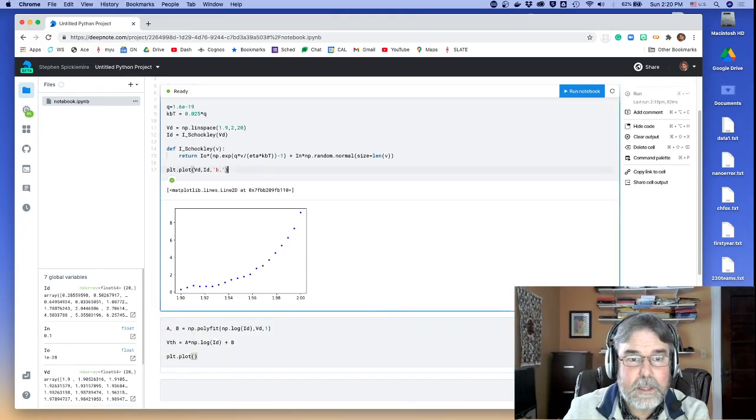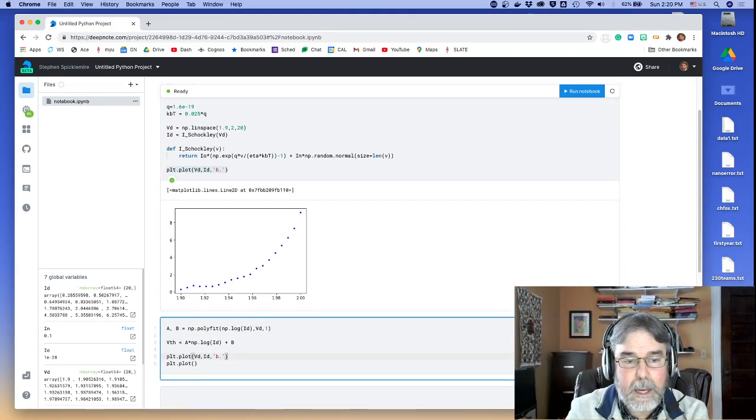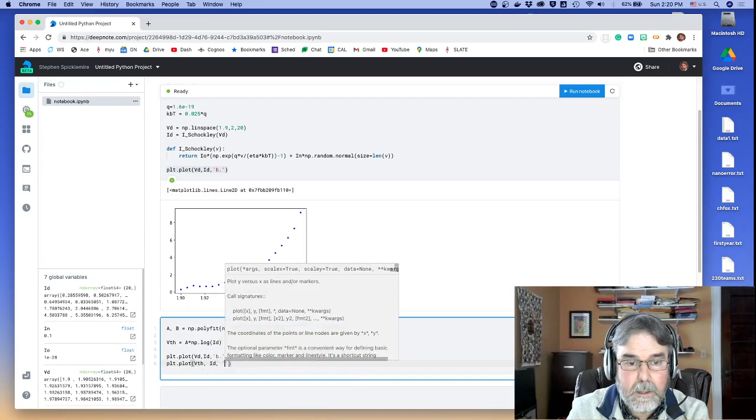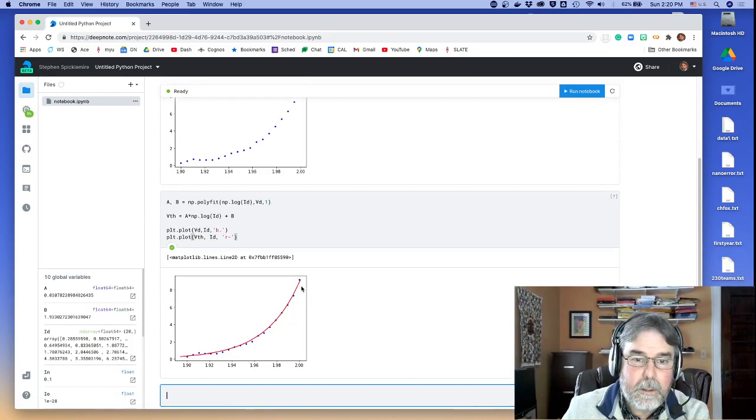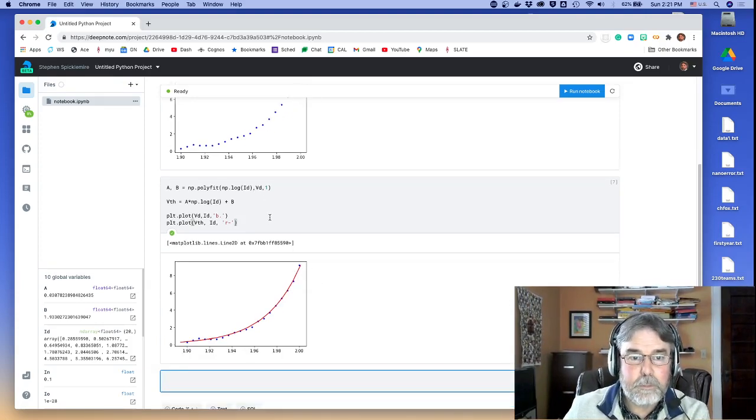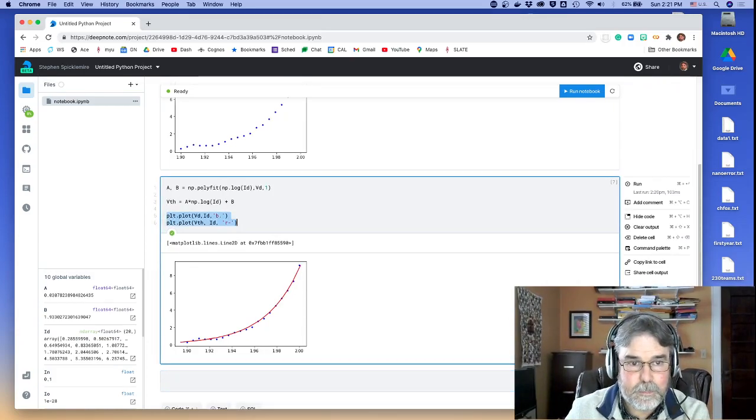Let's go ahead and graph this. Same way we did, but now let's look at the theoretical. So instead of VD here, I'm going to plot V theoretical ID, and I'll use a red line. So there's my fit. And you'll notice that this looks pretty darn good. You could do it this way. You could fit the linear version.